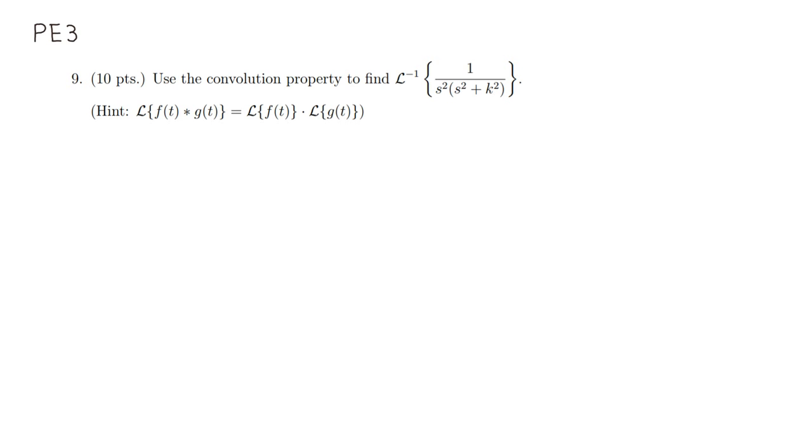All right, let's look at practice exam 3, problem number 9. We want to use a convolution property to find the inverse Laplace transform of 1 over s squared times the quantity s squared plus k squared. Here's the hint: the Laplace transform of the convolution is going to be a product of the Laplace transforms.